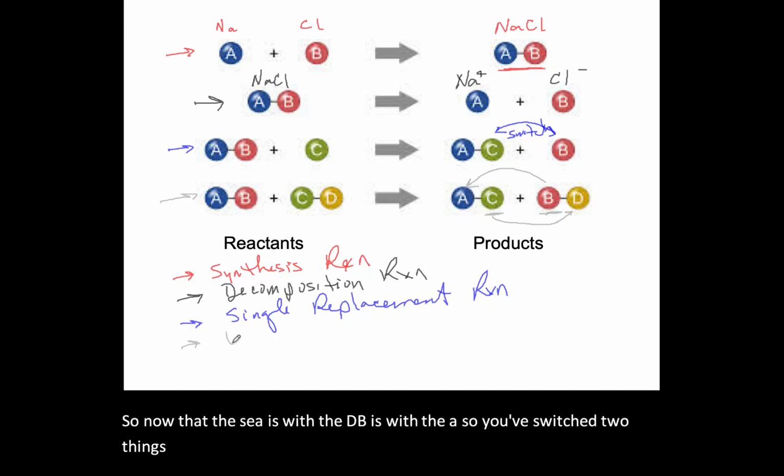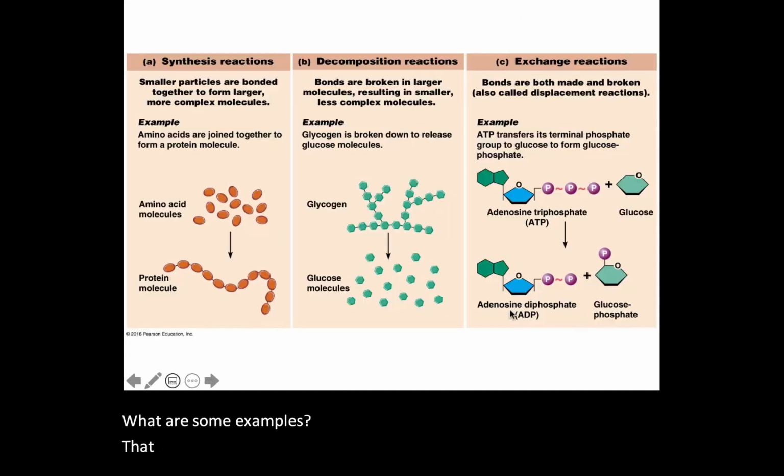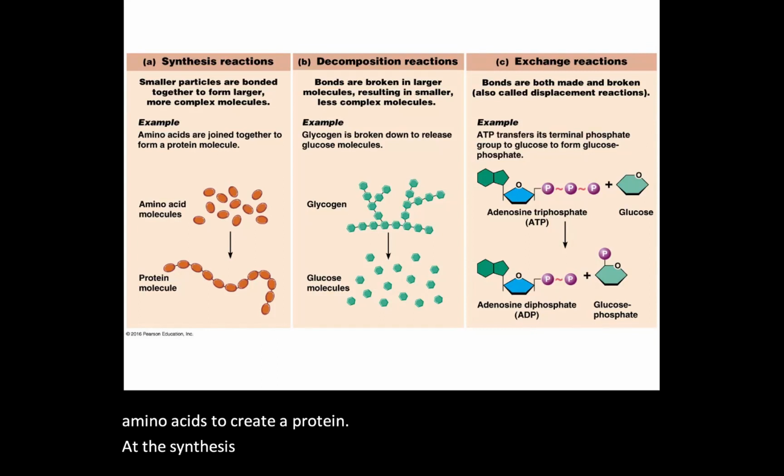So guess what we refer to that as? A double replacement reaction. All right, and so what are some examples that we see? Well, an example of a synthesis reaction is what we're going to be talking about later on in like video 5 or 6, where you actually start to maybe link together amino acids to create a protein. That's a synthesis reaction. Or sodium and chloride. All right? You're taking two individual things and joining them to make something more complex.